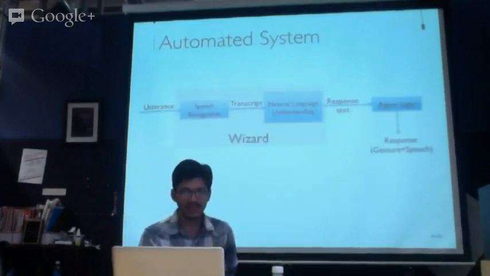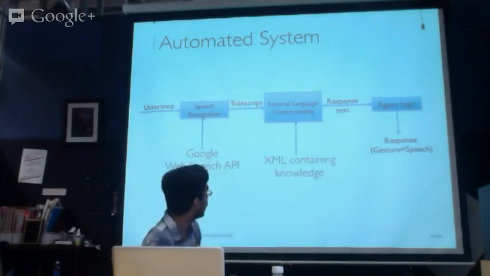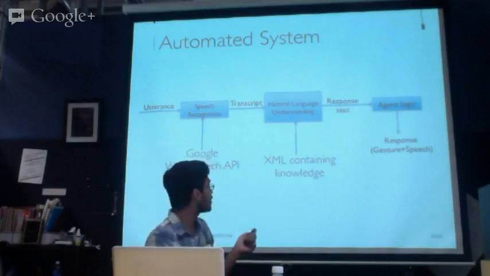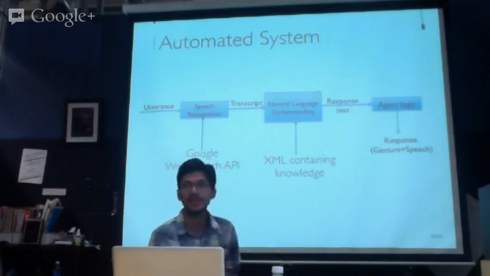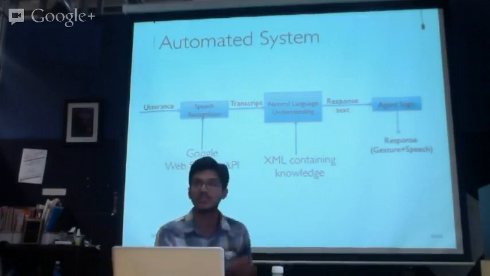So moving towards the automated system, we removed the wizard, of course, and we used Google speech recognition for the speech recognition component of it. Since we had data from the Wizard of Oz study and the feasibility study, we constructed some representation of the knowledge, and that's what our natural language understanding is.